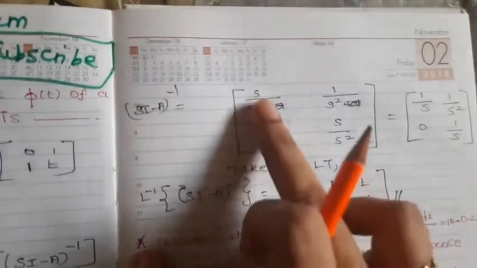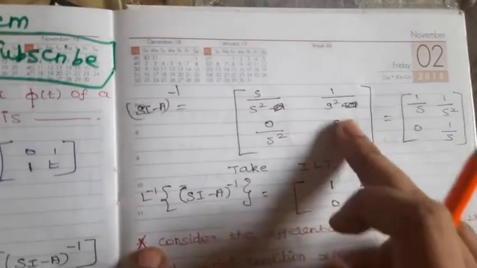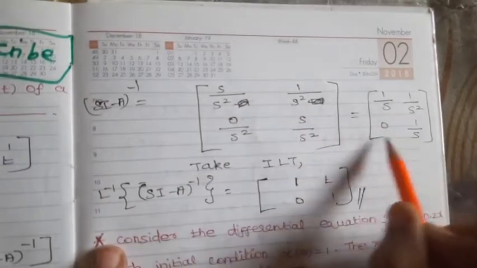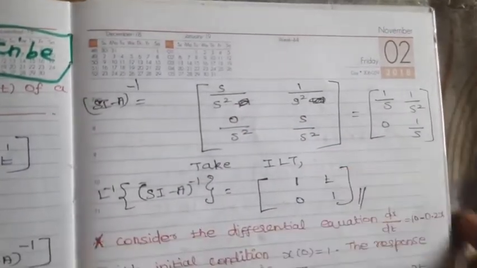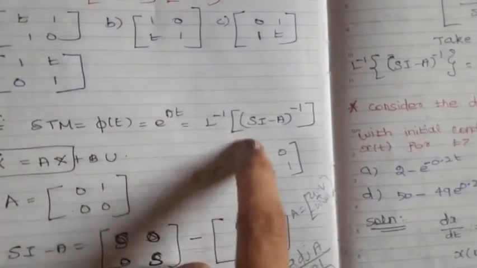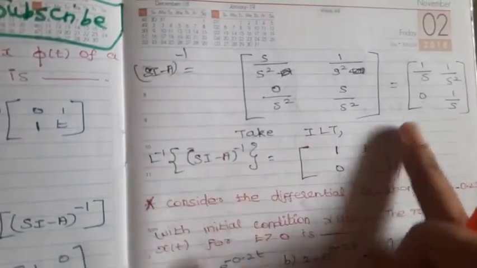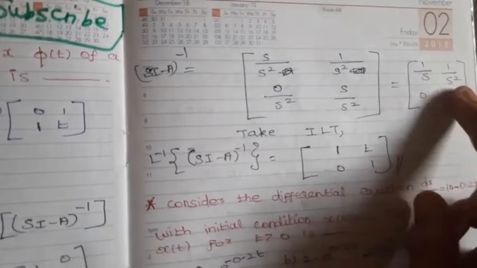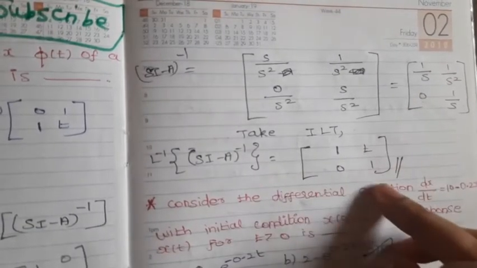Inside the matrix: s by s squared, 1 by s squared, 0 by s squared, s by s squared. What we will get: 1 by s, 1 by s squared, 0, 1 by s. Now, what is the formula to find the state transition matrix? It is the Laplace inverse of (sI minus A) inverse. So now we are going to take the inverse Laplace transform: 1, t, 0, 1.